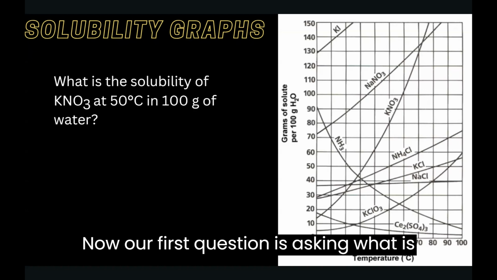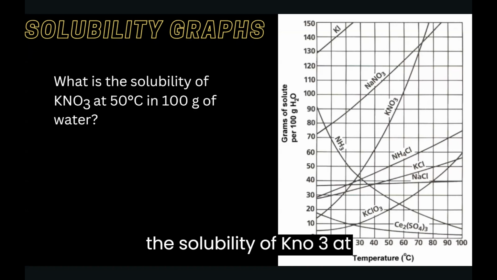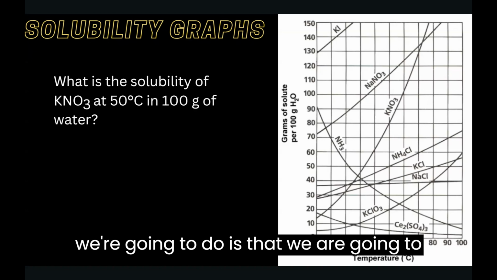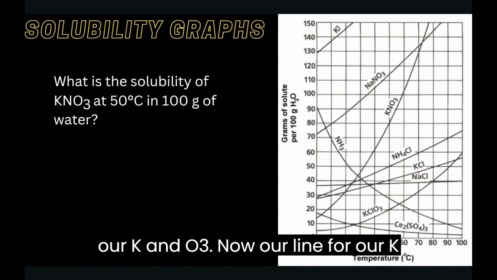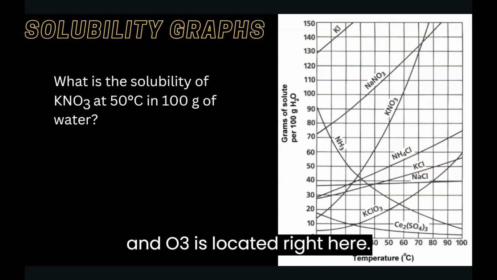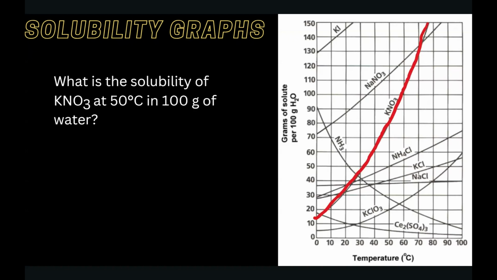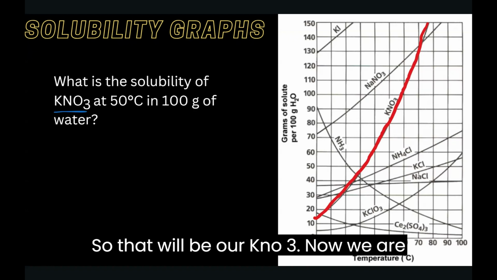Now, our first question is asking, what is the solubility of KNO3 at 50 degrees Celsius in 100 grams of water? The first thing that we're going to need to do is figure out where our line is for our KNO3. Now, our line for our KNO3 is located right here. So that will be our KNO3.